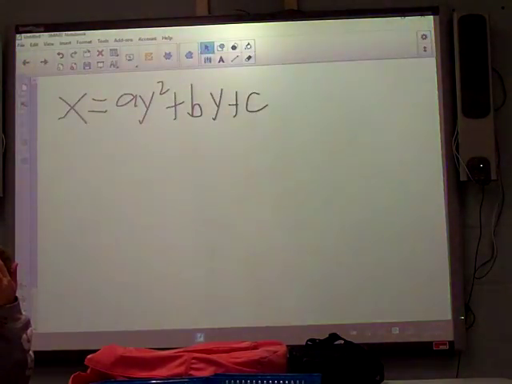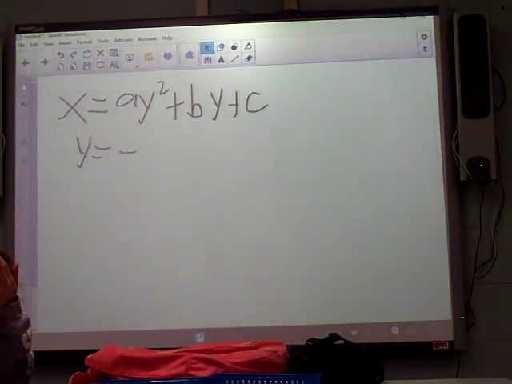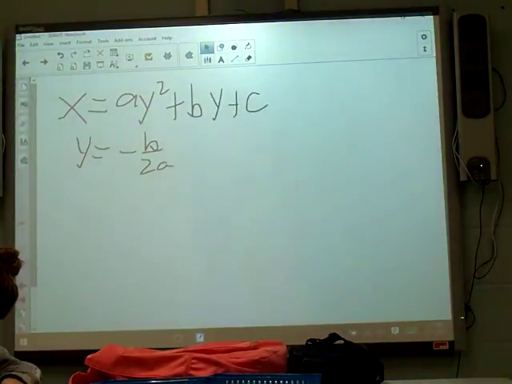Now yesterday when we were in standard form, we had a formula to find our vertex that says x equals negative b over 2a. In this case, when it's horizontal, it'll be y equals negative b over 2a. Same thing, just flips the x and the y.